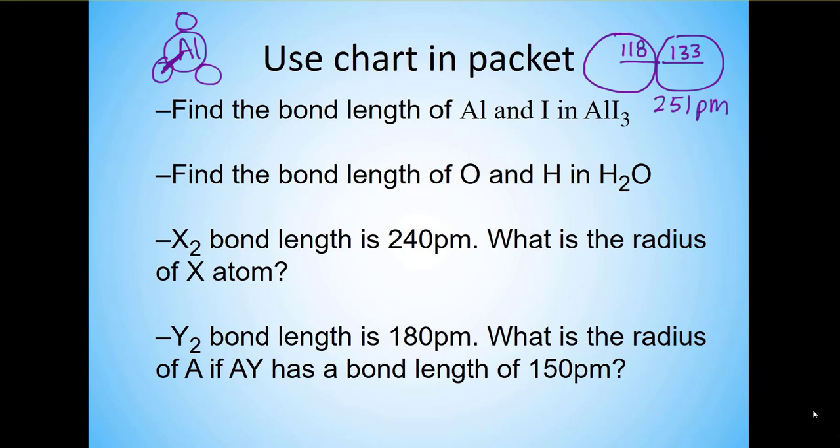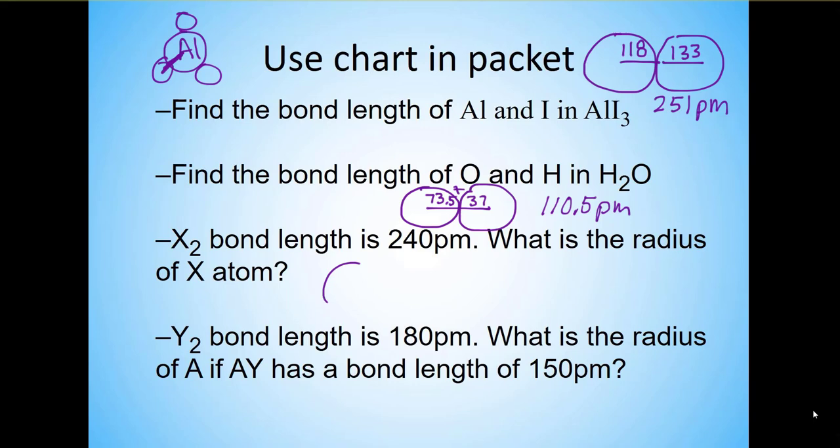So this is the bond length of oxygen and hydrogen in water. And I'm not drawing my circles according to their size, but for oxygen it is 73.5, and for hydrogen it is 37. So adding that up, we get 110.5, if I did that correctly. Okay, just adding those two numbers together. Let's look at the next one.